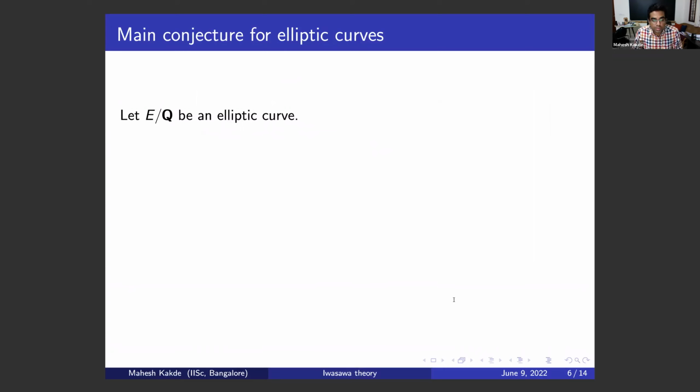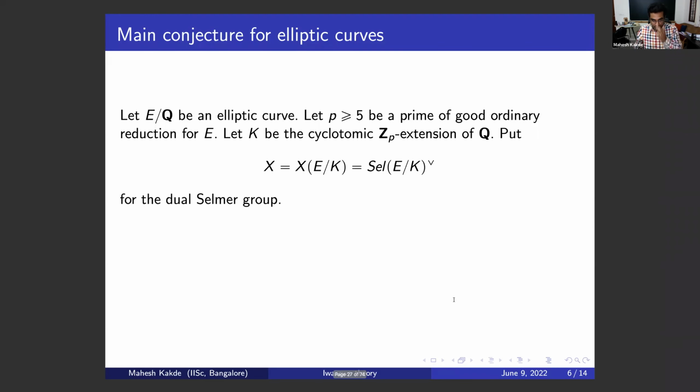So this is the second example, and I'm going to be even less precise here. So let E over Q be an elliptic curve, and let p be a prime of good ordinary reduction. And so just to be safe, and because I'm not making a precise statement, I don't even have to say that it's bigger than or equal to 5. But in any case, at p equal to 2 and p equal to 3, you have to be more careful, I guess.